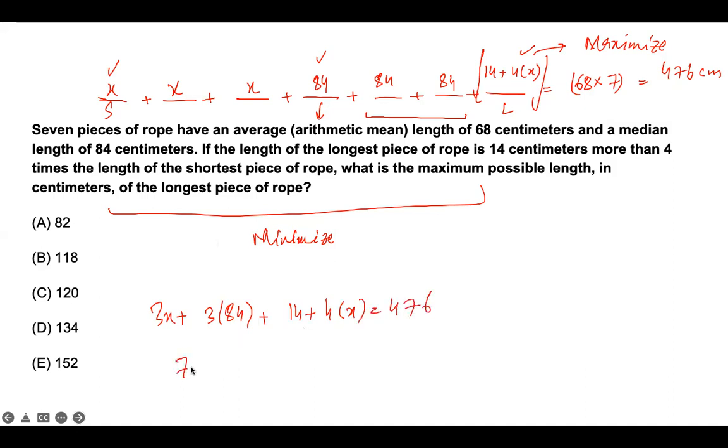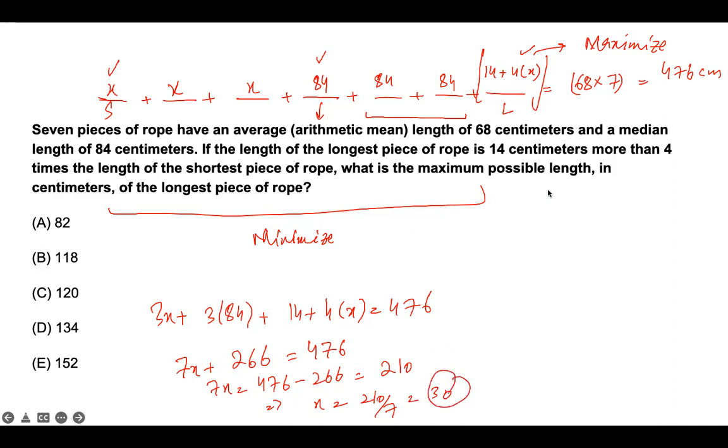So this will be 7x plus, if you add all of these, this will become around 266, and this will be equal to 476. So 7x is equal to 476 minus 266, which will be equal to 210, and this means x is equal to 210 divided by 7, which is equal to 30.